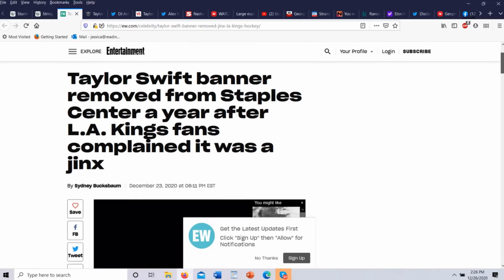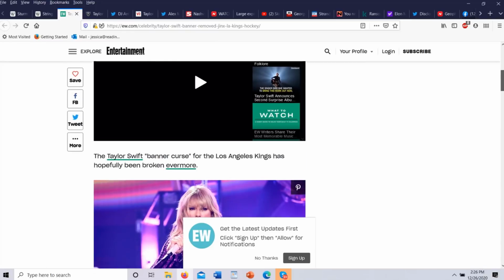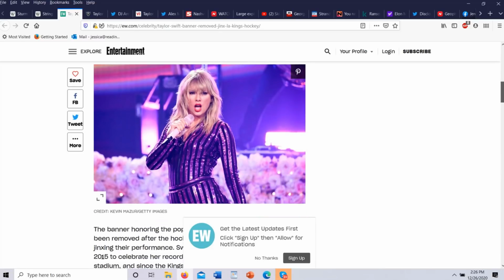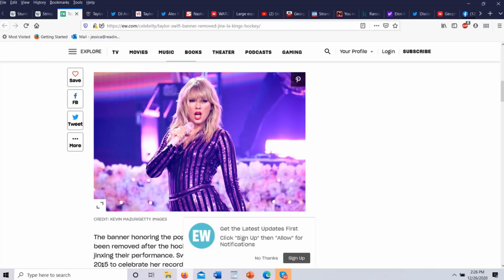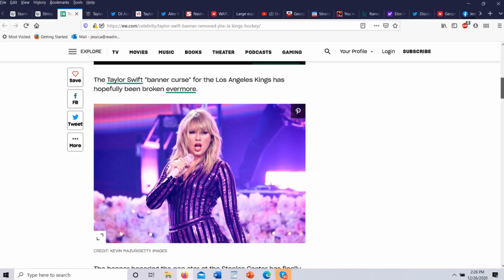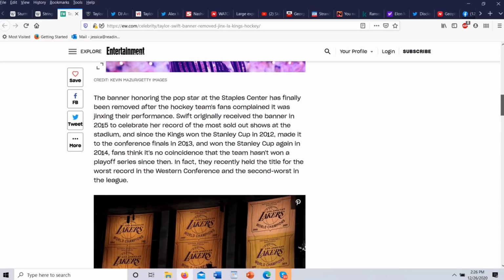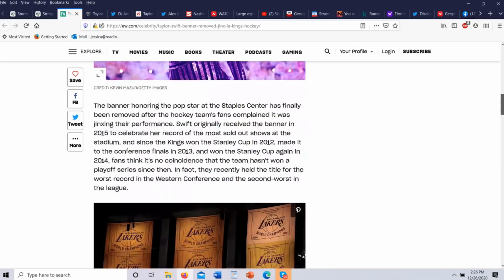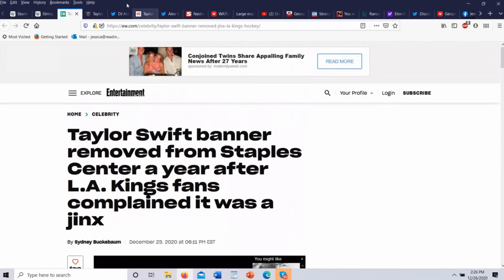Taylor Swift banner removed from the Staples Center a year after LA Kings fans complained that it was a jinx. Please, just click it back, click no thanks or something, because it keeps popping up. And so you see, the banner is a curse, and there's a lot of unhappiness here with what's been going on. People are probably starting to pick up some energy.